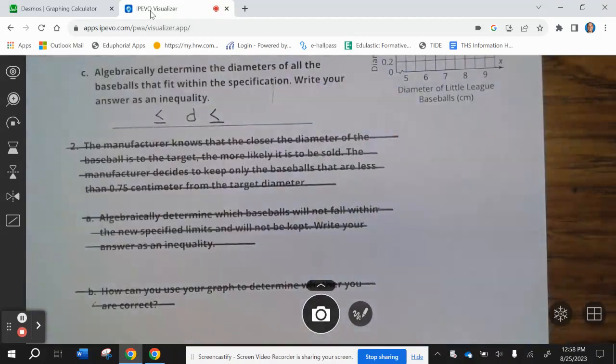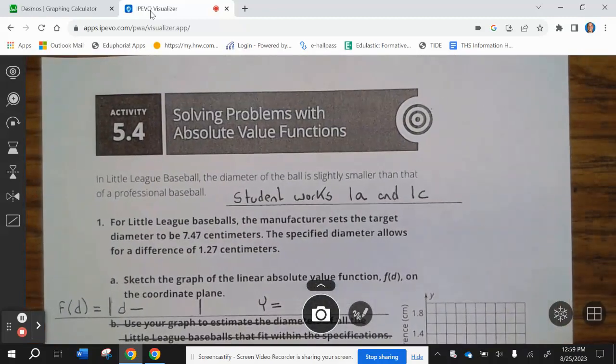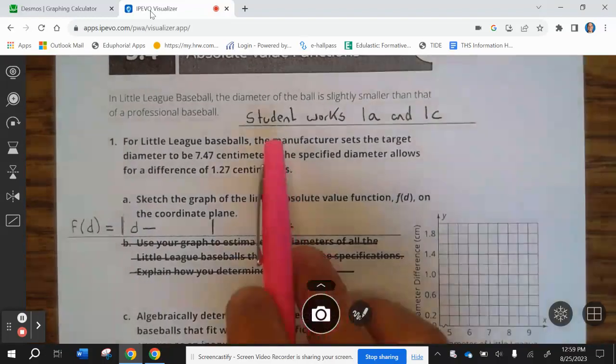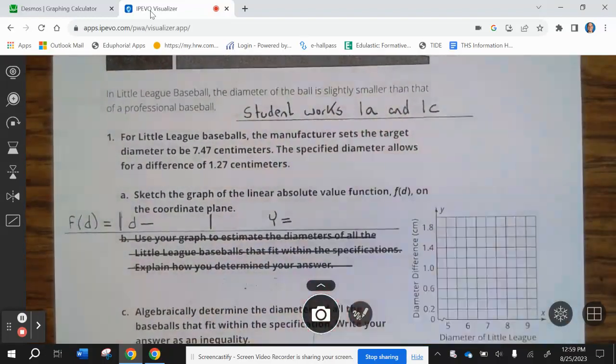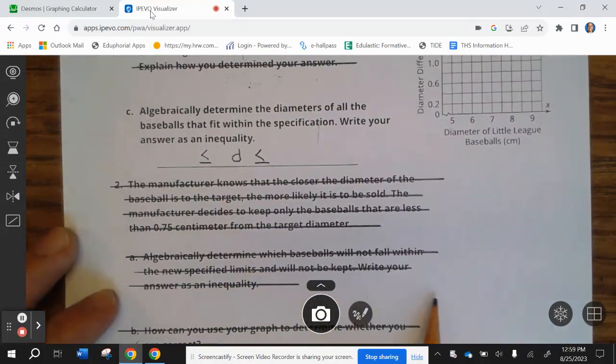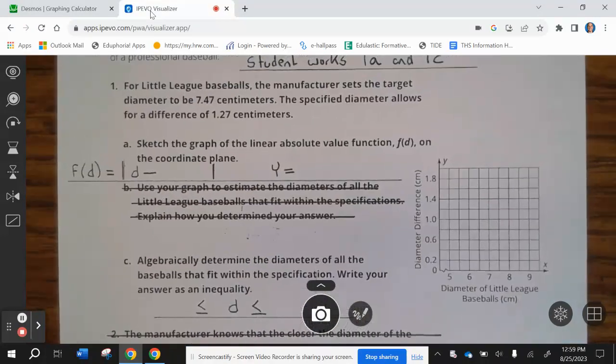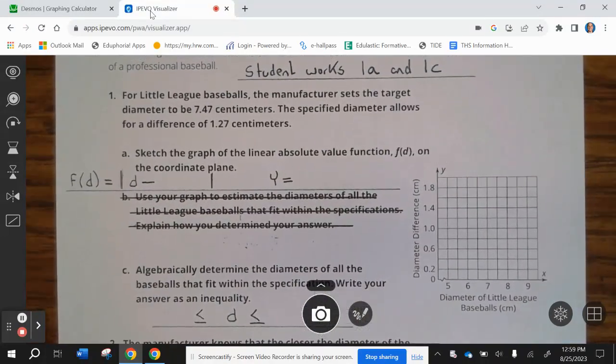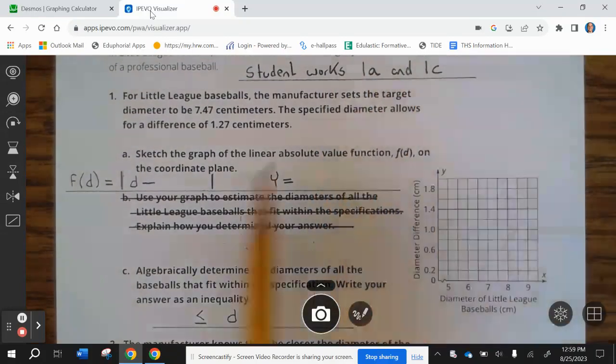All right, let's take a look at activity 5.4, solving problems with absolute value functions. In Little League Baseball, the diameter of a baseball is slightly smaller than that of a professional baseball. Okay. What I'd like you to do is I want the students to work 1A and 1C. I've omitted B and I've omitted all of 2. So if you would, please work 1A and 1C.